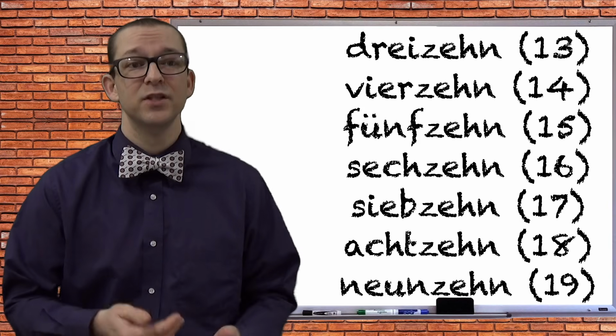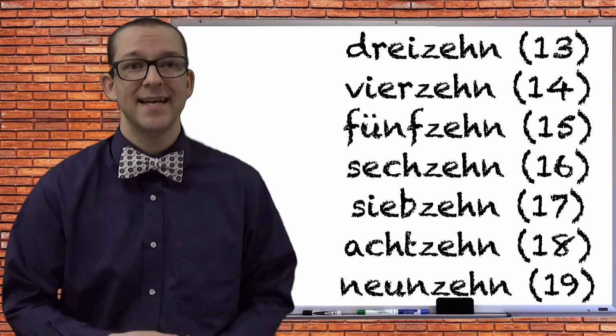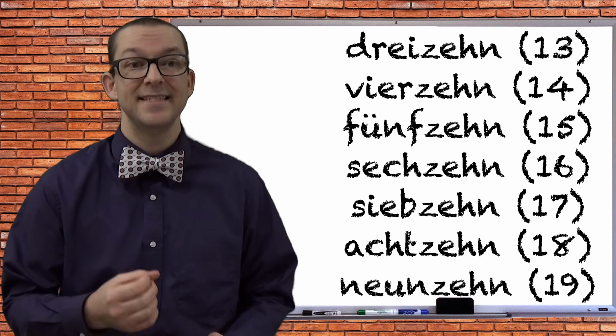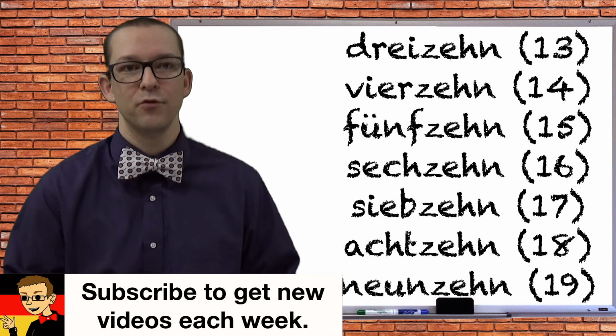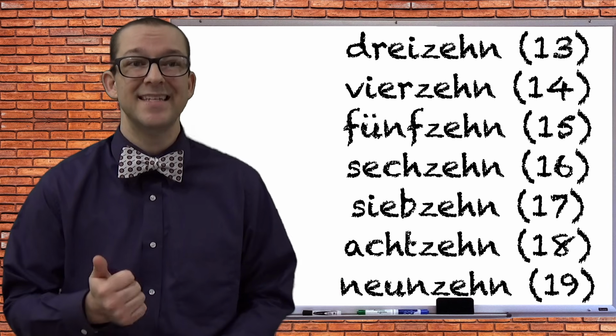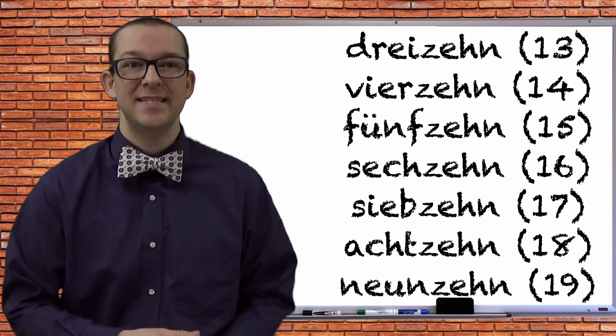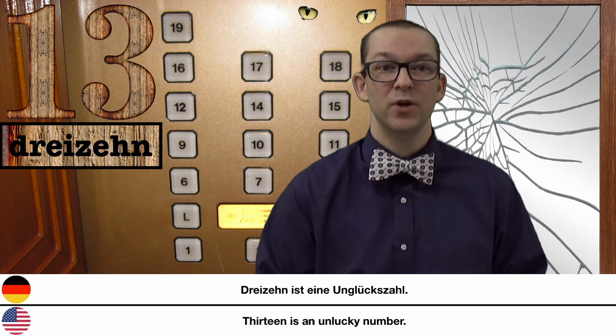The numbers after 12 follow a pattern. Up to and including 19, the numbers end with zehn, and they start with the same word as the numbers from 3 to 9. Just be careful with 16 and 17, as they drop a letter or two to form the new number. 13. 13 ist eine Unglückszahl.